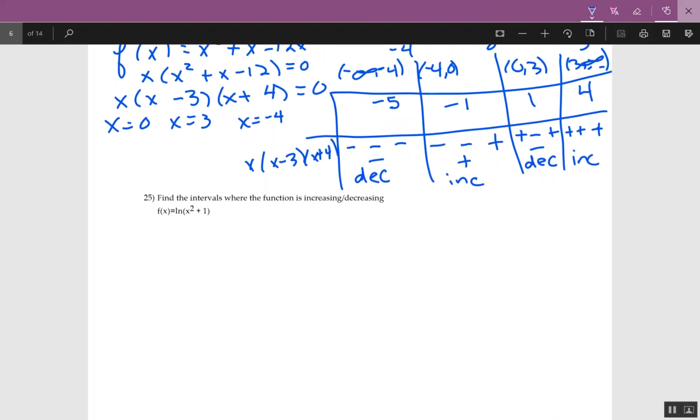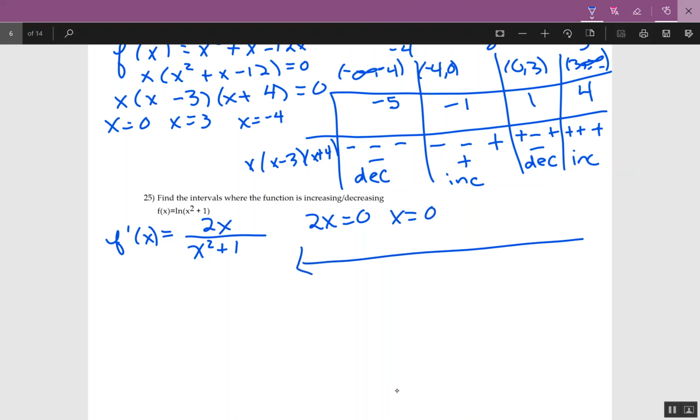Number 25 is very similar in that we're looking for the increasing, decreasing interval. So we're going to start with the derivative. Because it's a natural log, I know the answer is a fraction. The x squared plus 1 will go in the denominator. The derivative of that, which is 2x, goes in the numerator. So when we look at fractions, we just need to look at the numerator, set that equal to 0. So I have 2x equals 0, which says x is 0. So once again, I make the number line, I put in the 0, and then I make my 2 little intervals.